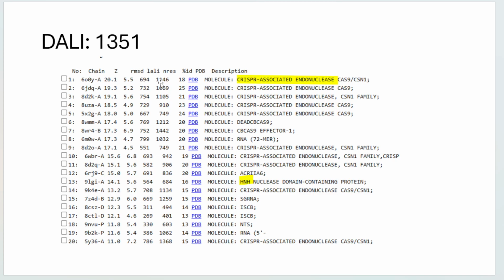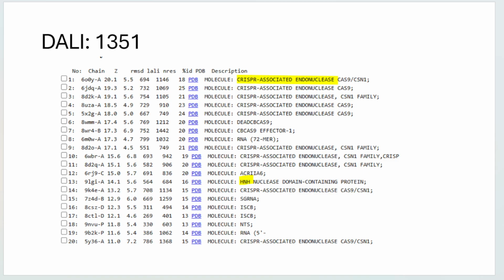Let's see what else is there. Percentage ID doesn't really matter, because it's looking for an overall amino acid to amino acid match. So A to A, B to B, C to C kind of thing. Molecule. Yeah, no, I just much prefer DALI align over HHpred.